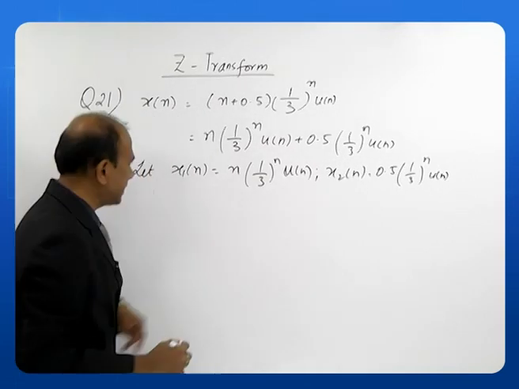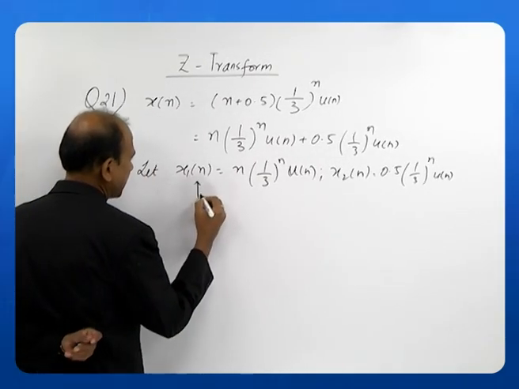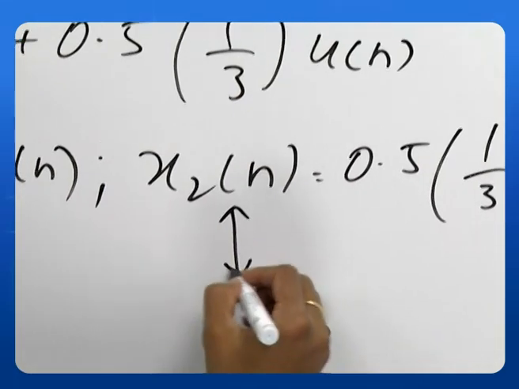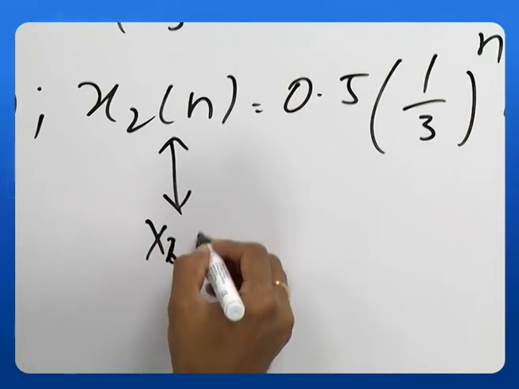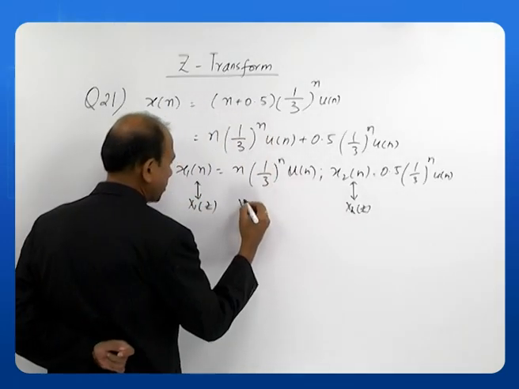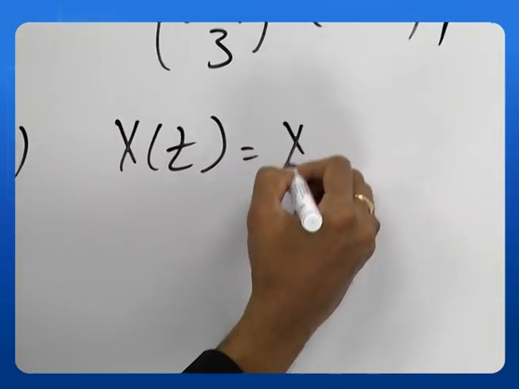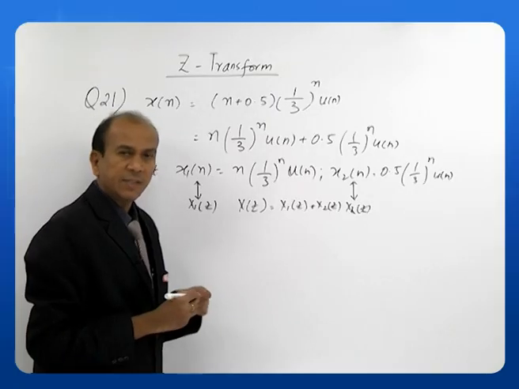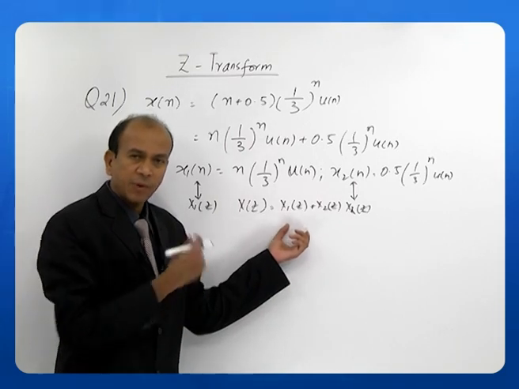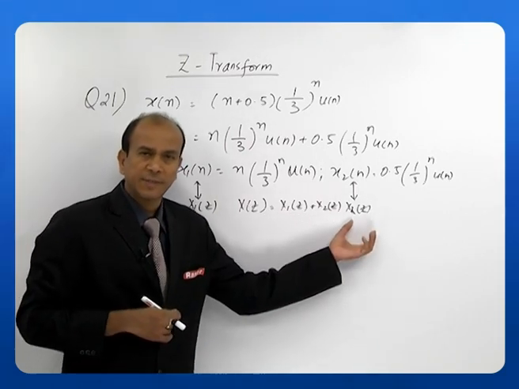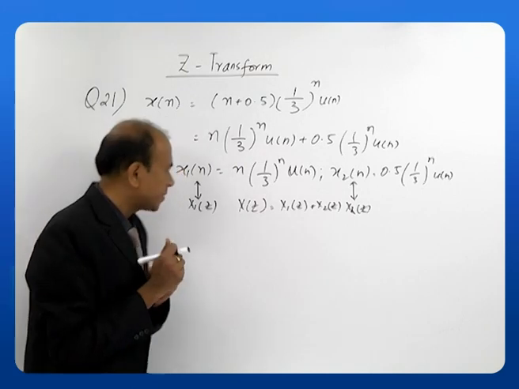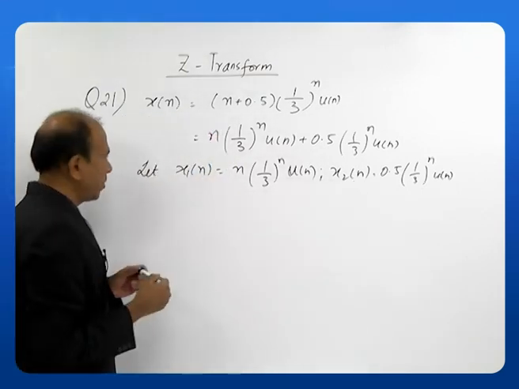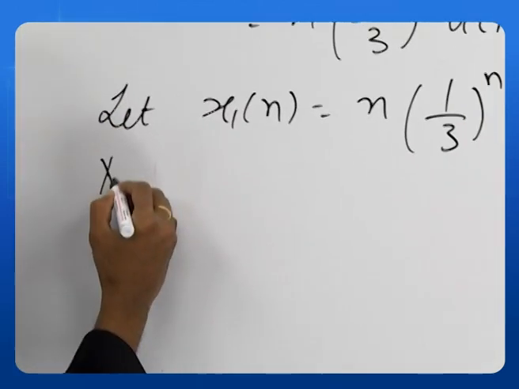Now let us say that x1 of n has a z transform x1 of z and this has a z transform x2 of z. Then x of z will be the summation of x1 of z plus x2 of z. So this is our endeavor. Now we have to calculate x1 of z separately and x2 of z separately, and we have to add those two problems. Now let us solve this. Now let us take the first problem. Let us calculate first x1 of z.